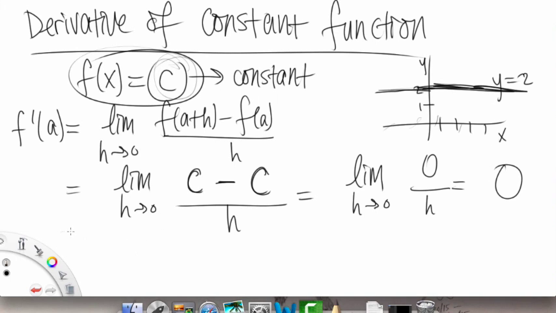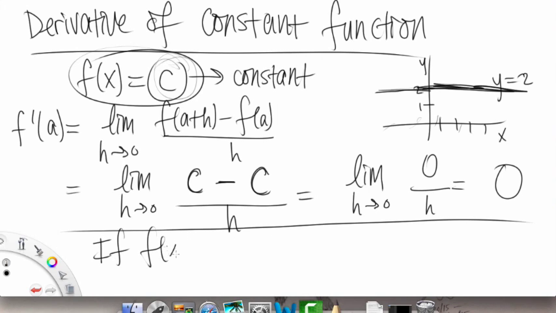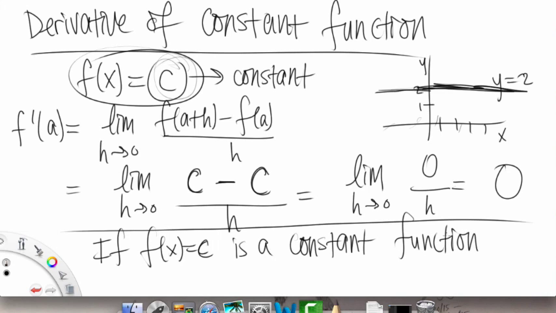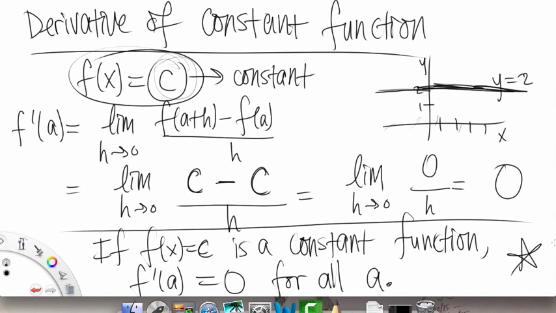Okay, so our conclusion for this one is going to be that if f of x equals c is a constant function, meaning it doesn't change in the value or the output no matter what the x value is, if this is a constant function, then f prime of a is going to equal 0 for all a. Okay, so that's another important thing to remember.